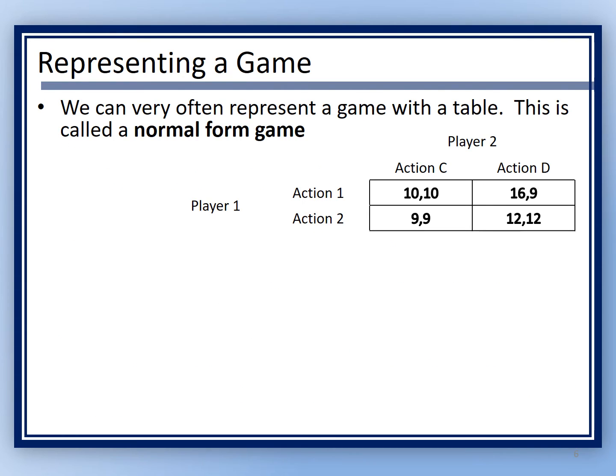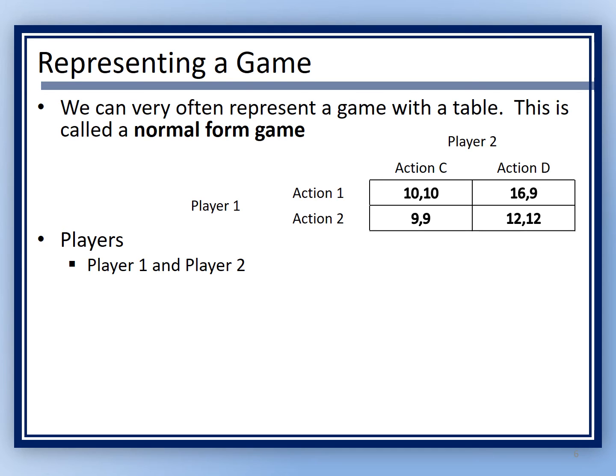How do you present a game? A game is usually presented in a table like this one, where you have one player on the left-hand side and another player on the top. Next to each player are the actions the player can take. For example, in this case, player 1 has actions 1 and 2, and player 2 has actions C and D.